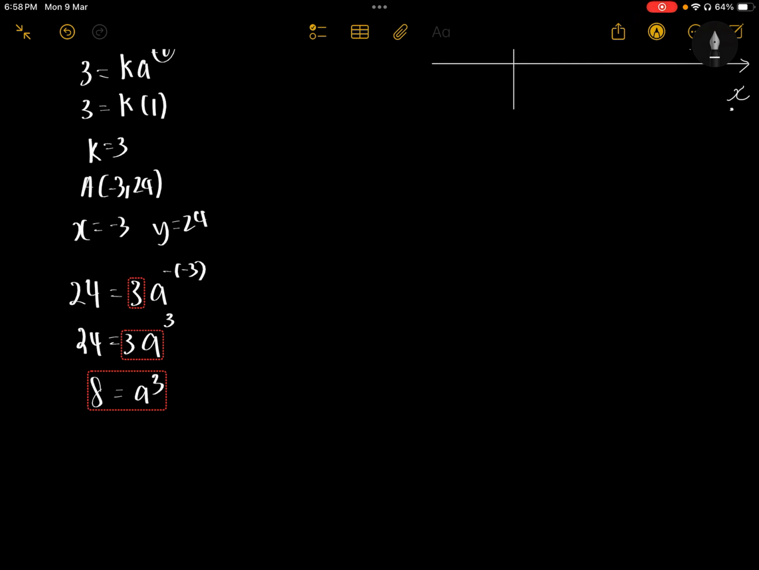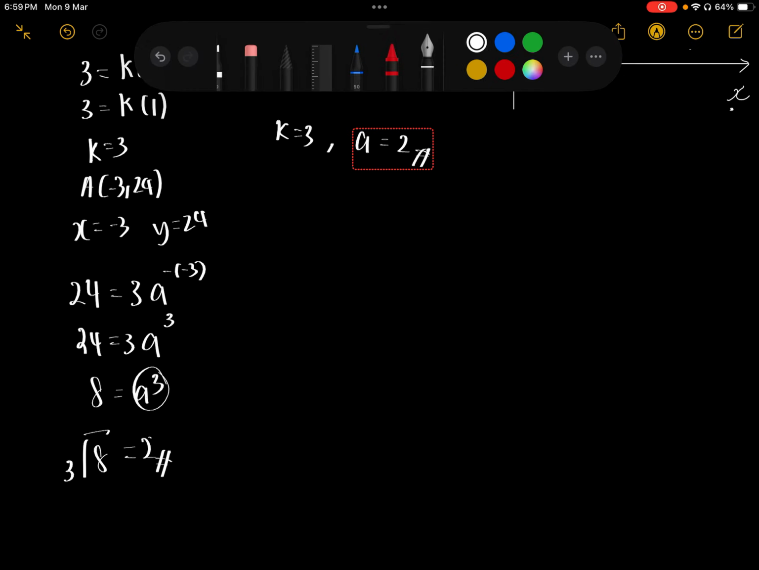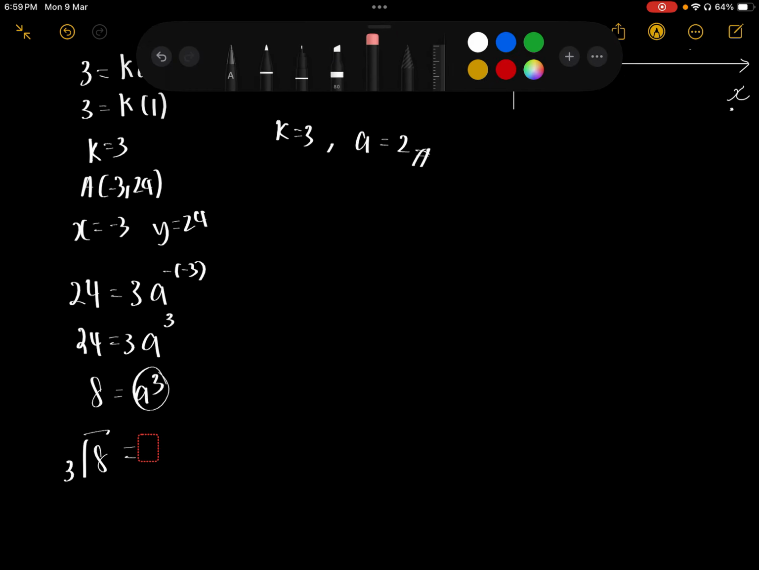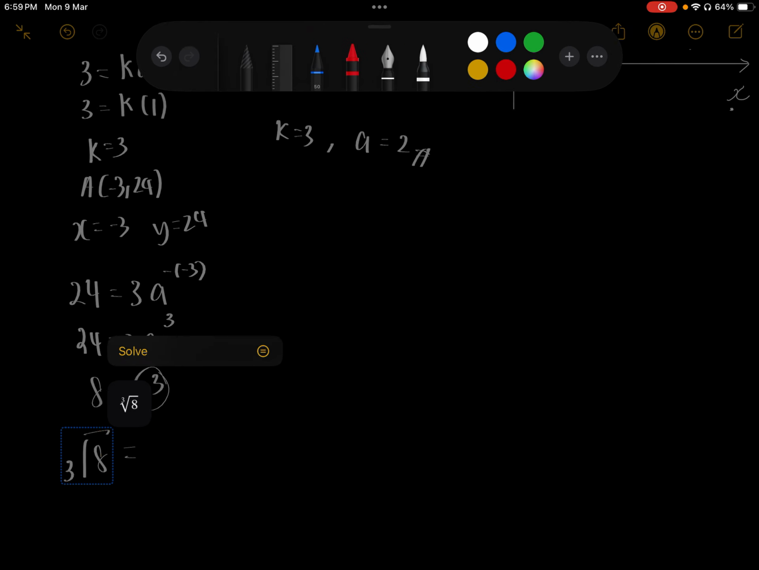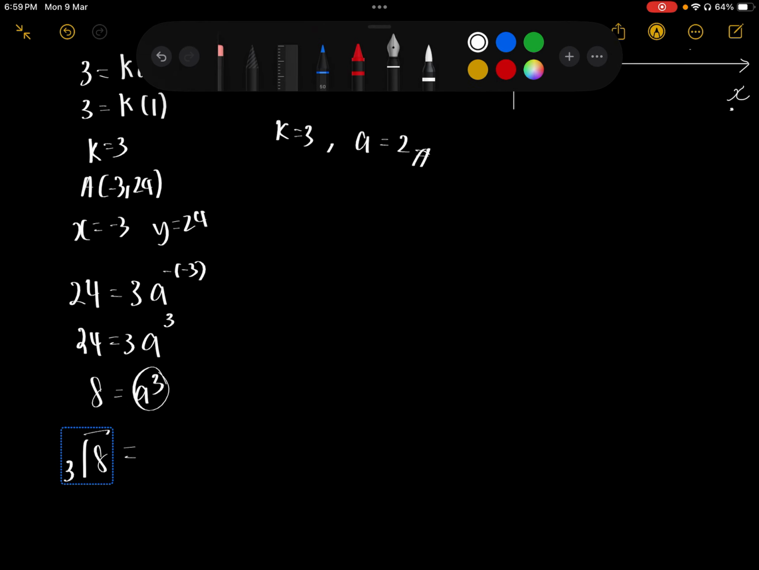Then what to do next? You have to cube root 8, which you get 2. So your k equals 3 and your a equals 2. Alright. Actually, I should write this. I'm skipping steps, my apologies. So this is your k equals 3 and a equals 2.